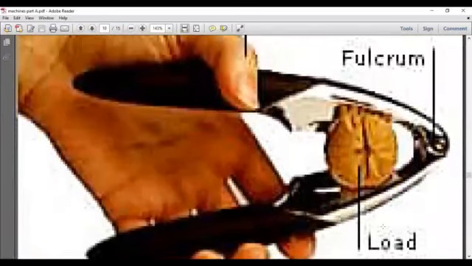Okay, so in a nutcracker we can see it clearly. See here, this is the fulcrum, the point about which the lever turns. So this is the fulcrum, this is the load and this is the effort. So what happens in this case? The fulcrum and the effort are at two ends of the lever and the load is somewhere in between the effort and fulcrum. The load and effort are on the same side of the fulcrum but opposite in direction. See here, the load and effort are on the same side of the fulcrum but they are opposite in direction.